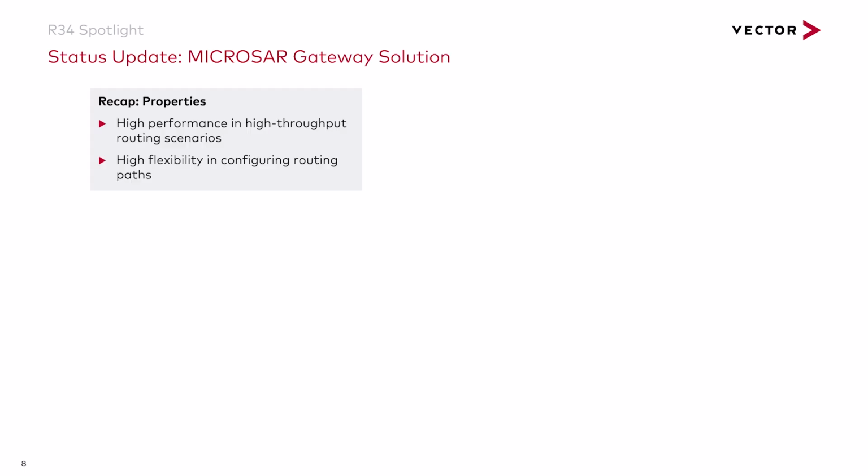Let us leave AUTOSAR here and shift focus to some of Vector's own innovative ideas. I want to provide you with an update on our new MICROSAR gateway solution. Our MICROSAR gateway solution is engineered to deliver low latency and high throughput, offering enhanced flexibility in configuring routing paths while minimizing cross-core communication restrictions. This solution sets a new benchmark for high performance, making it particularly appealing for high throughput routing scenarios.